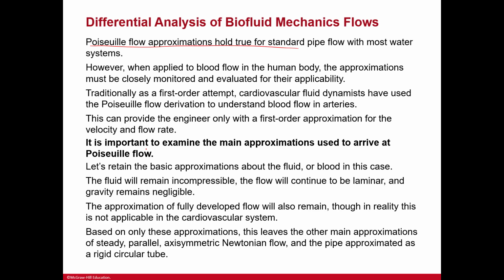So you talk about approximations about the fluid, which is the blood. The fluid will remain incompressible. The flow will continue to be laminar, hopefully not turbulent, right? And gravity remains negligible. Approximation of the fully developed flow will also remain. This is not applicable in the cardiovascular system. And then based on all of those approximations, this leaves the other main approximations as steady, parallel, axisymmetric Newtonian flow, and the pipes approximated as rigid circular tubes.